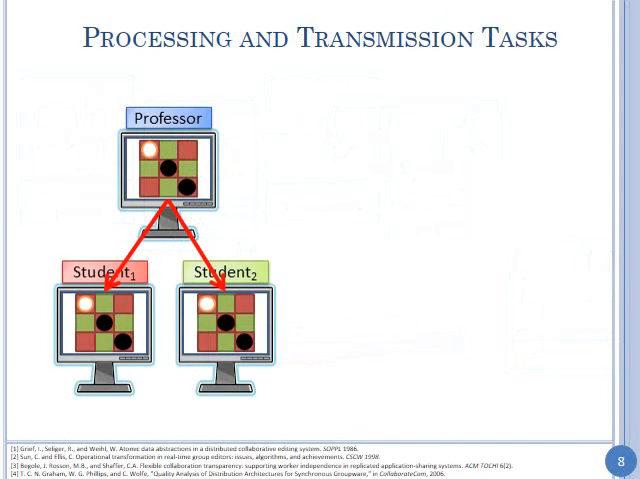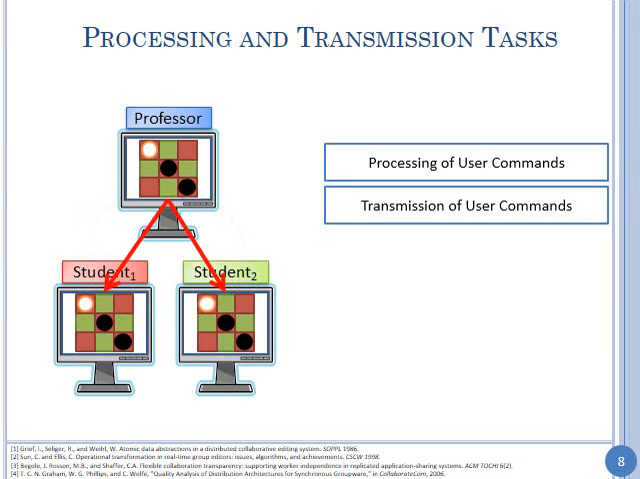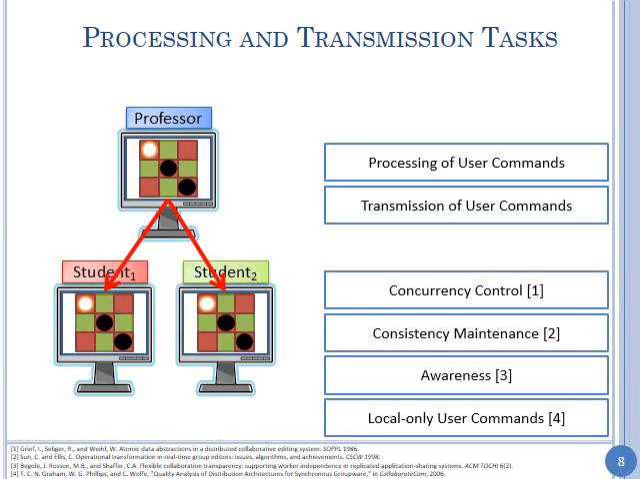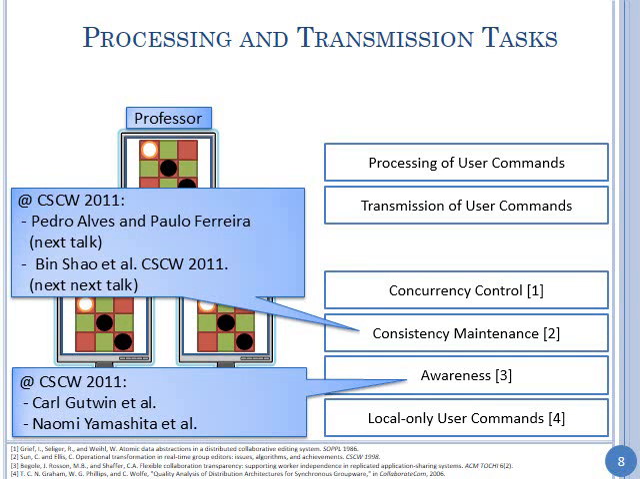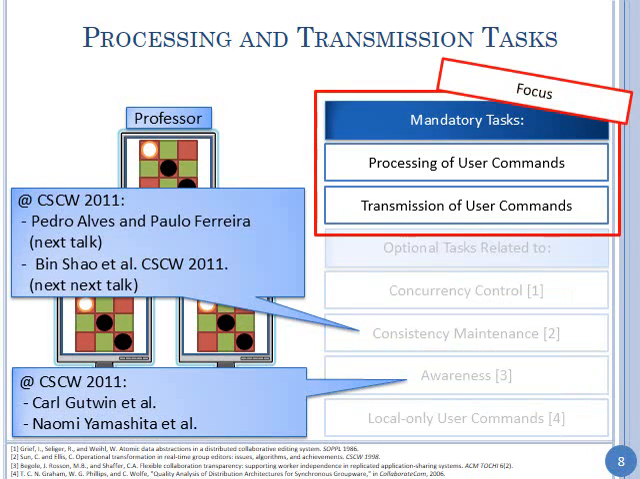Okay? I need to define the tasks that I'm going to schedule. So let's derive these tasks from our little scenario in which users are playing checkers. The fact that a move appears on all of the users' machines when a user makes it means there's some processing going on. And the fact that a move moves from the inputter's machine to all of the other users means that there's some sort of transmission going on. Now, there could be other tasks belonging to concurrency control, consistency maintenance, awareness mechanisms, and also local-only user commands. While all of them are important in general, only the processing and transmission of user commands is mandatory, and those are the ones we focused on.